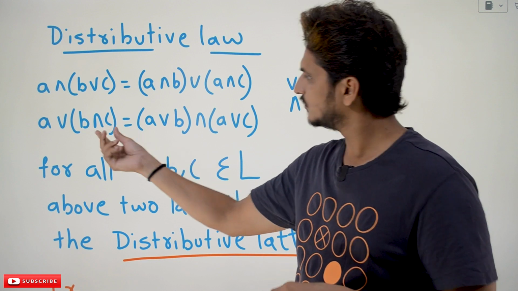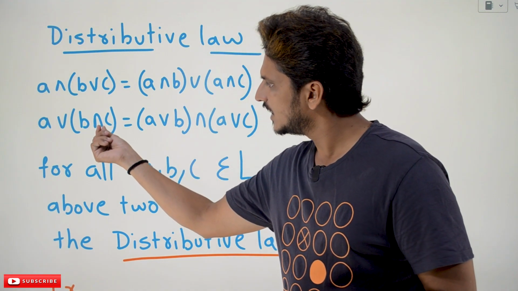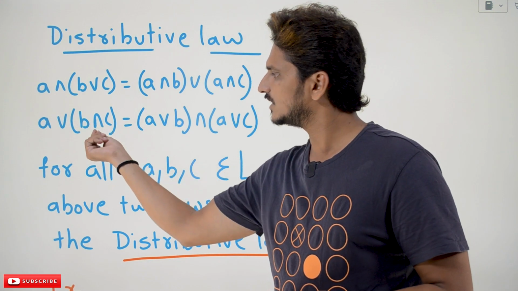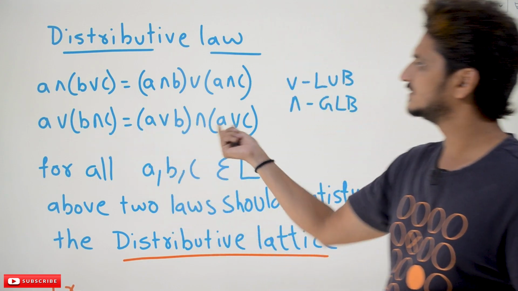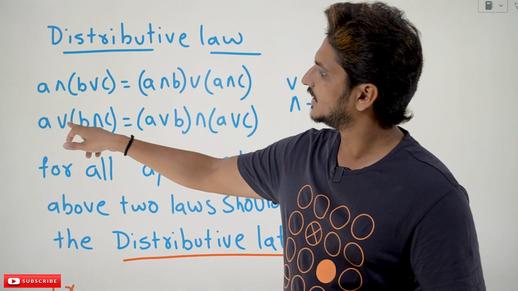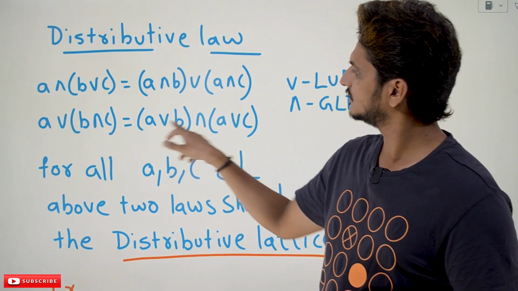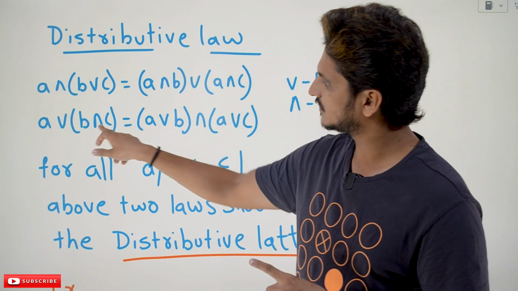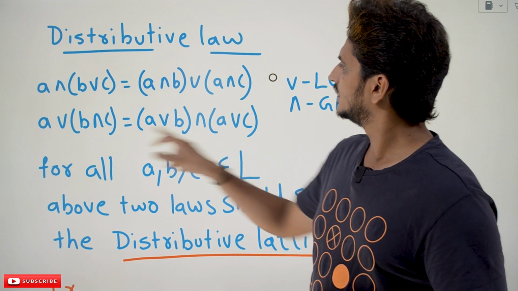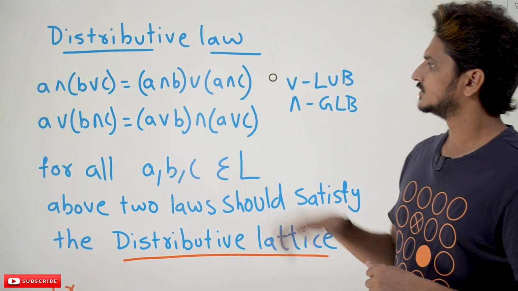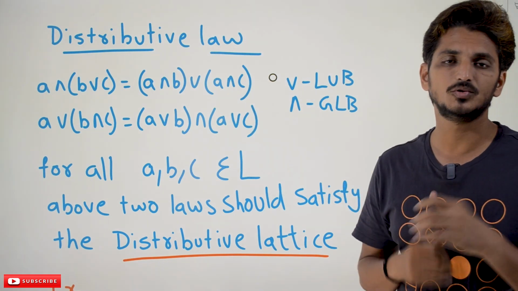bound C means whatever value you got here, with that value, if you take A least upper bound with that value, this is the same as this equation: A least upper bound with B, greatest lower bound symbol, A least upper bound with C. So this is what we call distributive law.